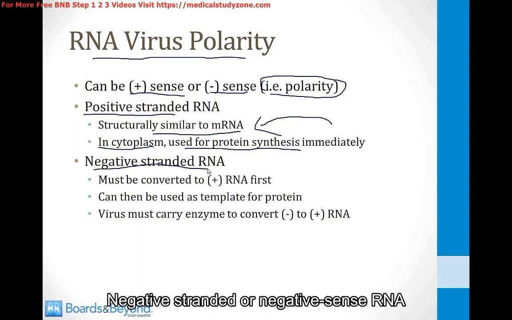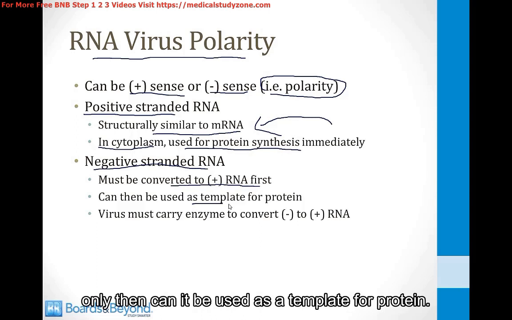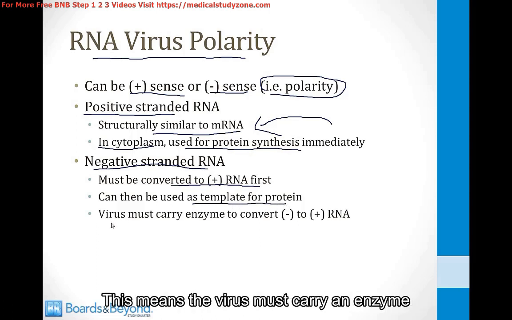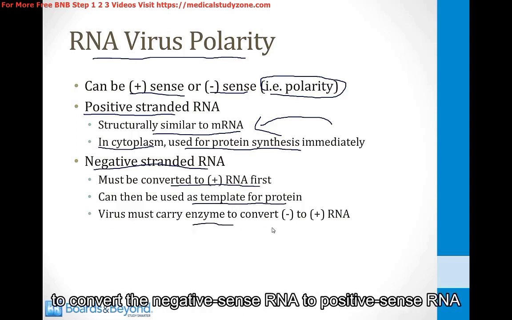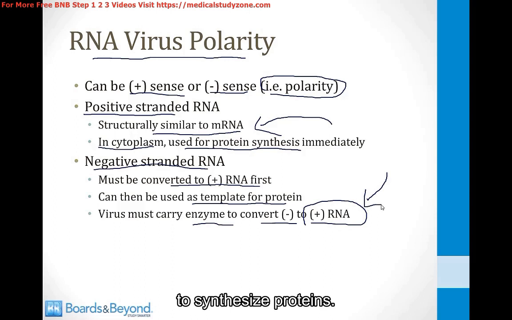Negative-stranded or negative-sense RNA must first be converted to positive RNA. Only then can it be used as a template for protein. This means the virus must carry an enzyme to convert the negative-sense RNA to positive-sense RNA, which can then take over and use the host cell machinery to synthesize proteins.